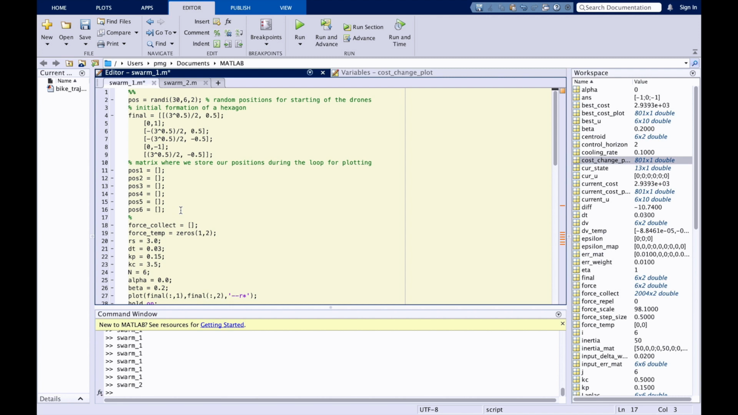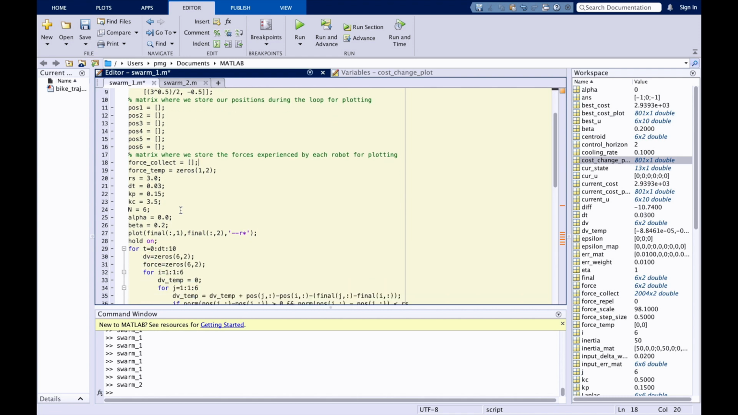I beg your pardon again for my bad naming of the variables, but please bear with me. I'm sure you would understand this as I go and explain. So this is the matrix where we store the forces experienced by each robot for plotting.